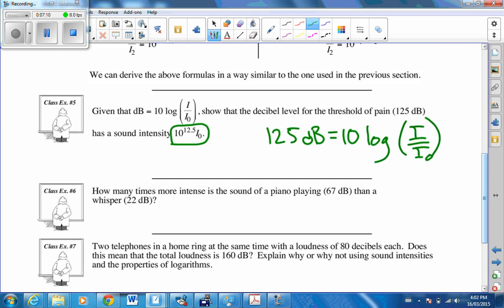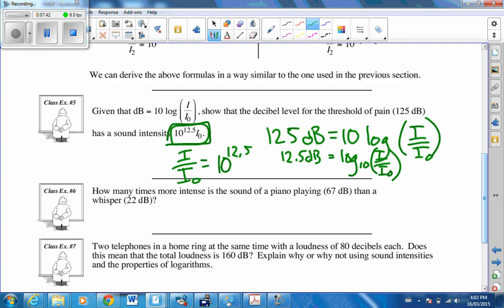And then that leaves me with, if I do 10 to the 10th, this is 12.5. Decibels equals log base 10 of I over I naught. And now if I undo my log, it is 10 to the 12.5, and that gets me this thing, especially if I multiply my I naught over to the other side. Again, the standard question is how many times more intense is it?